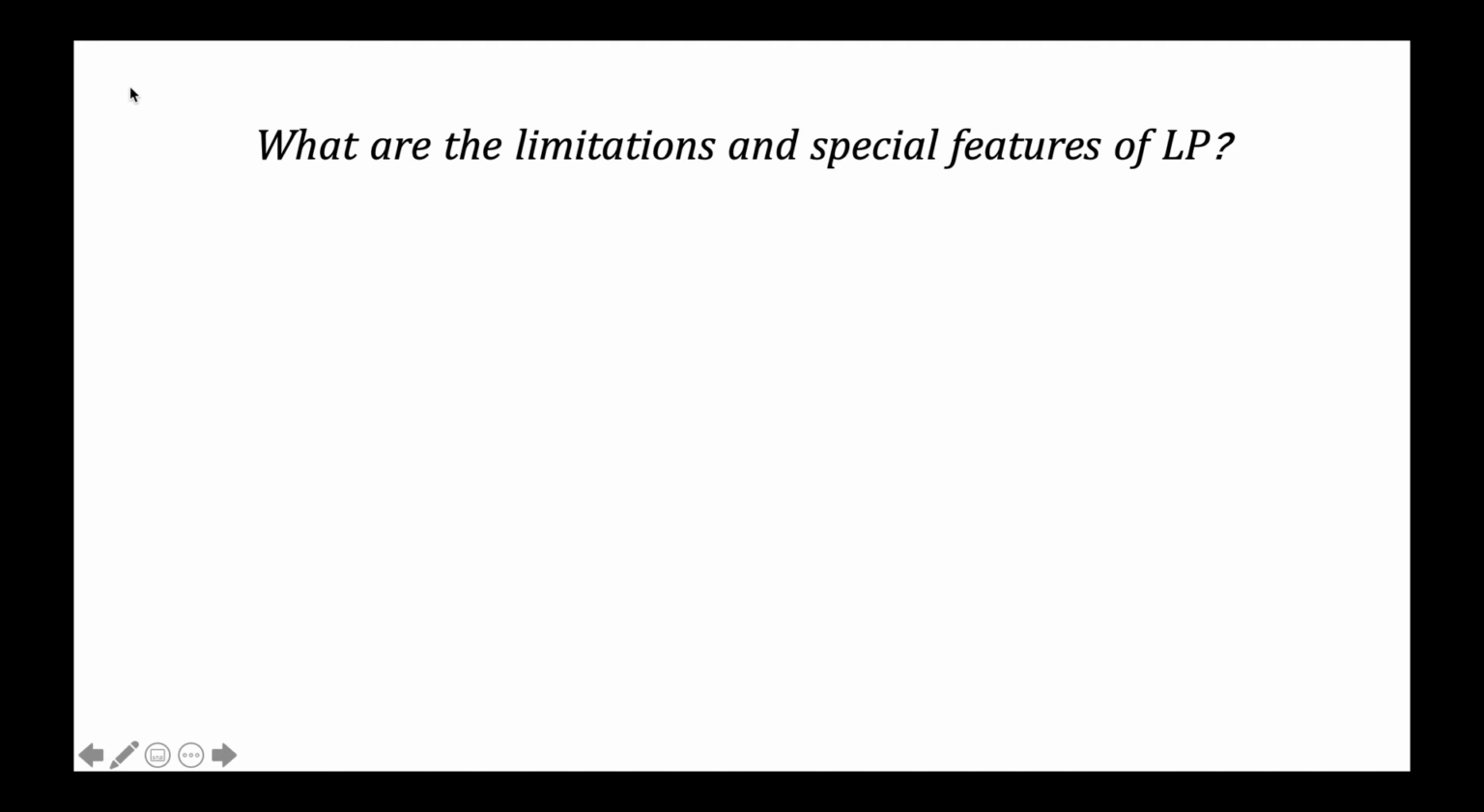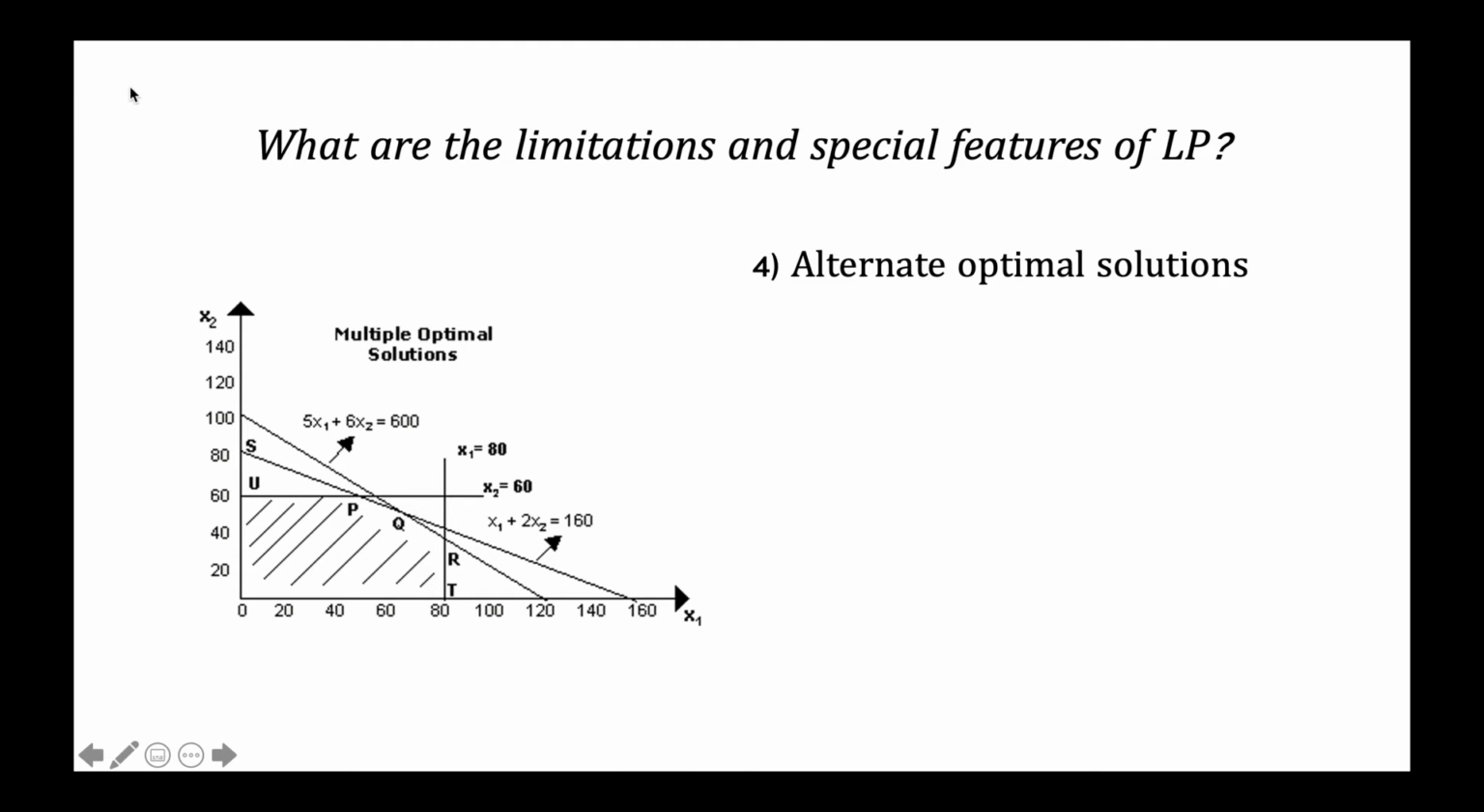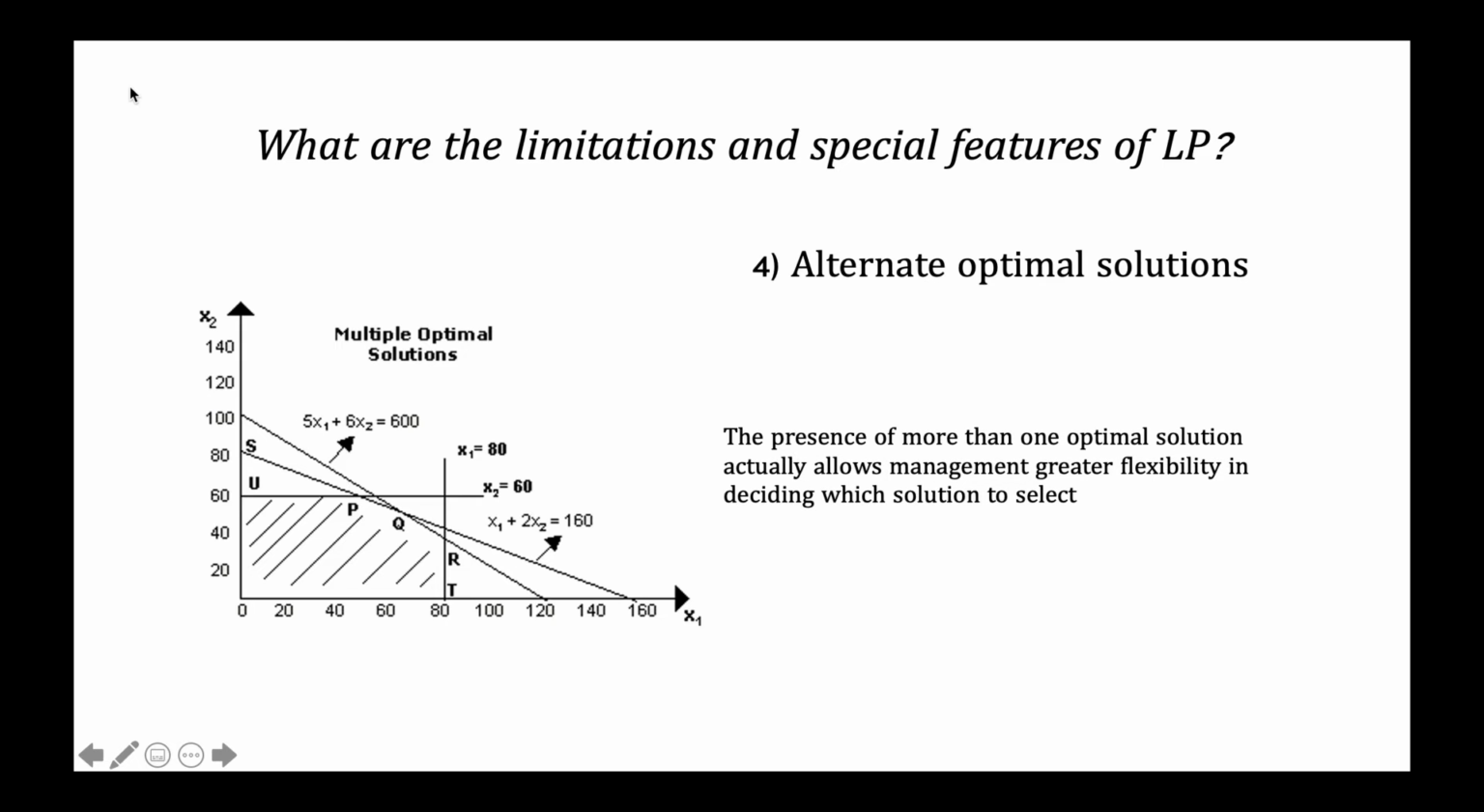One special feature about linear programming is the fact that more than one optimal solution can exist. This happens when the level profit line runs parallel to a constraint and the two lines have the same slope. The presence of more than one optimal solution allows management greater flexibility in deciding which solution to select.